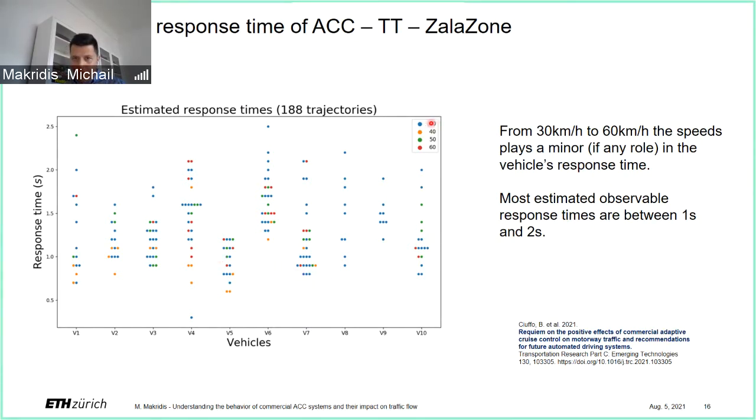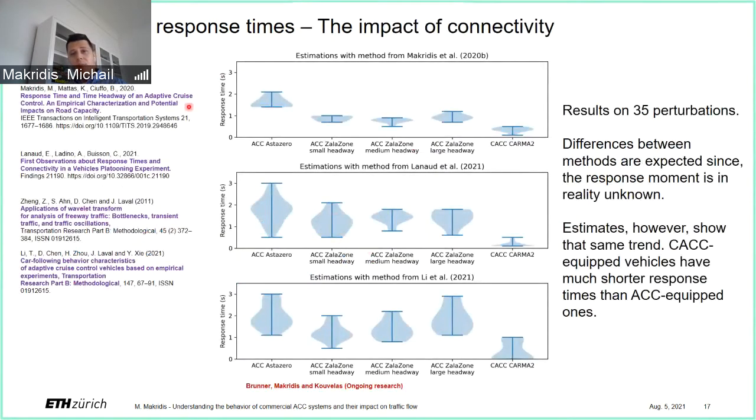So here we see the different speeds, from 30 to 60, and we see that more or less the response time in all the vehicles, in all the cases, is about 1 to 2 seconds, more or less. And now let's put the connectivity into play. So here we have the Asta Zero campaign with ACC, Zalazon with ACC, small, medium, and large headway, and the CACC dataset from CARMA, from the Department of Transportation of the US.